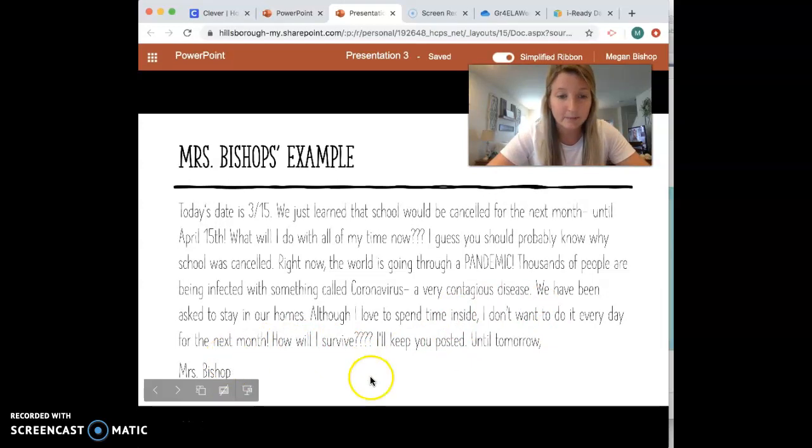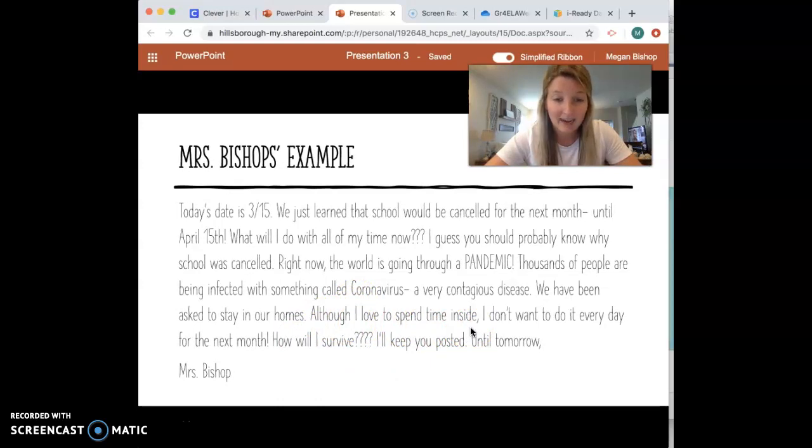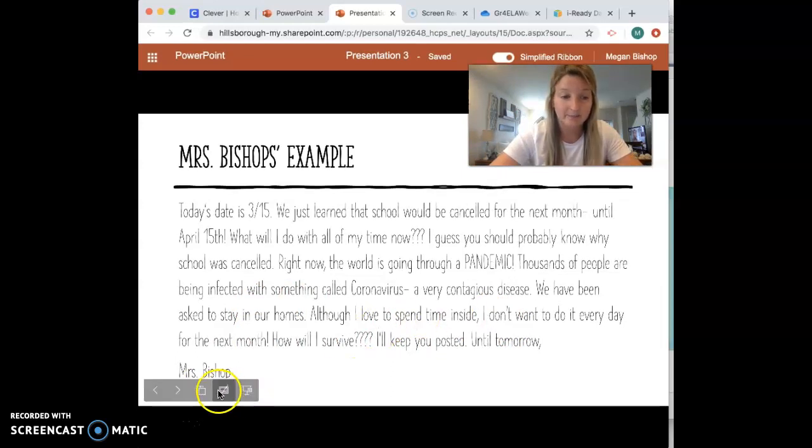Until tomorrow, Miss Bishop. So right here is my opener phrase. Although I love to spend time inside, I don't want to do it every day for the next month. If I were to take away that first phrase, although I love to spend time inside, I would still have a sentence that makes sense and is complete.